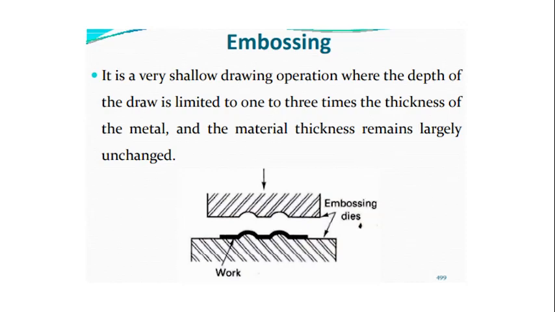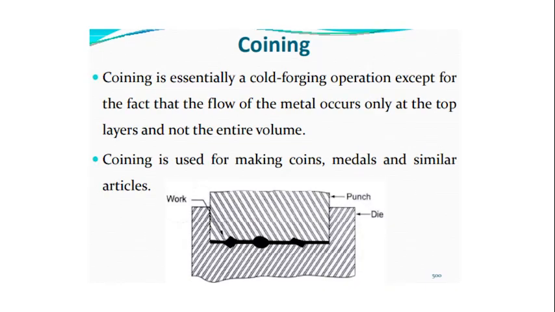Okay. Then one more process is embossing, and then coining. Coining is actually a cold forging operation in which the material flows, but the flow occurs only at the top layer. So coining is used for making coins. Suppose this is your coin, it will first be a small disc only, and with the help of the coining process, there will be one punch. On the punch, there will be impressions. Whatever impression you want to print on your coin or disc will be present on the punch in the other direction. When you press it on your disc, the material will start flowing into the impressions formed on your punch. So this is basically a forging process.